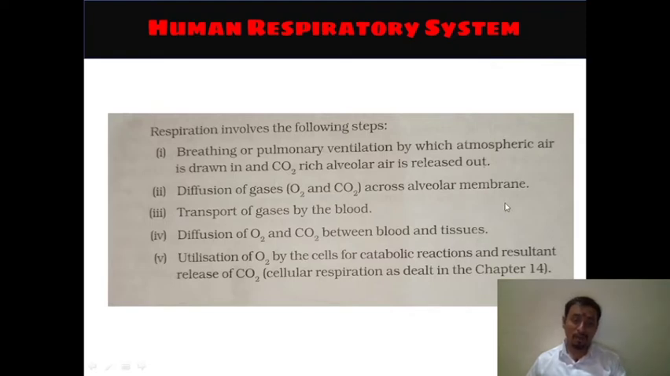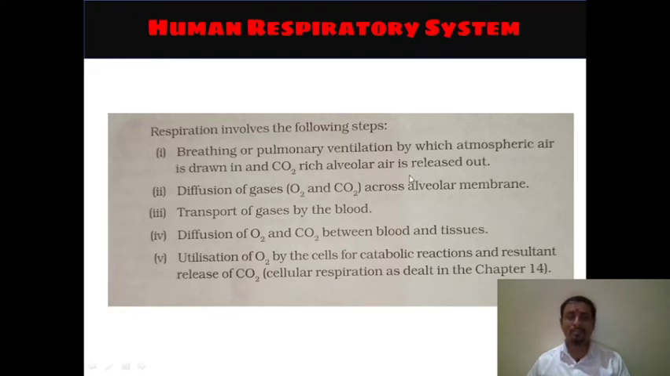Respiration involves the following steps. These 5 steps are very much important if we are going to study respiration. The first step is breathing or pulmonary ventilation, by which atmospheric air is drawn in and CO2 rich alveolar air is released out.